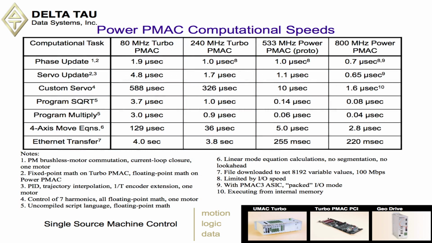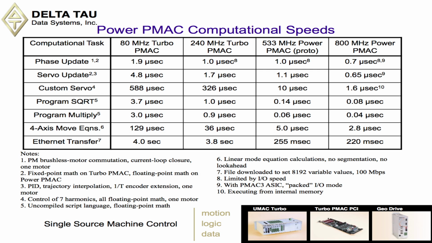This was some benchmarking we did early on. We don't even have the faster versions of the Power PMAC in there, but showing what the standard Turbo PMAC, the fastest Turbo PMAC did for various tasks, and then actually the very early prototype, but the standard Power PMAC, you can see it's significantly faster than even the fastest one, and for phase and servo, and this is even with floating point versus fixed point. Things like the custom servo is where it really went up, really improved.